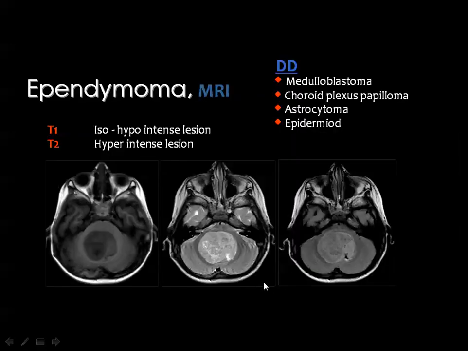An ependymoma by MRI will show a hypointense signal or isointense signal to the brain parenchyma in T1 weighted image, with hyperintense signal in T2 weighted image, as you can see here.